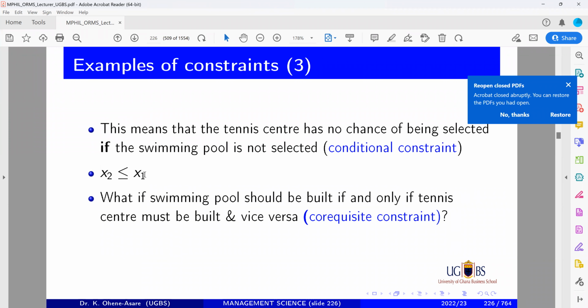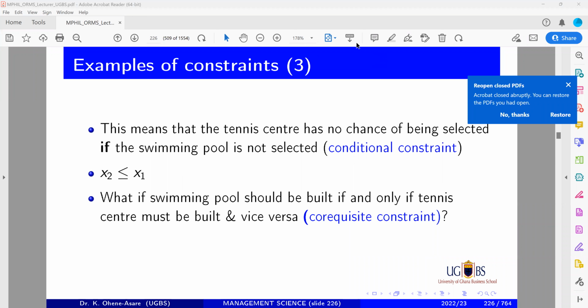Okay, let's go to the co-requisite constraint. What if you have this condition? Swimming pool should be built if and only if tennis must be built, and vice versa. Yes, Kofi.